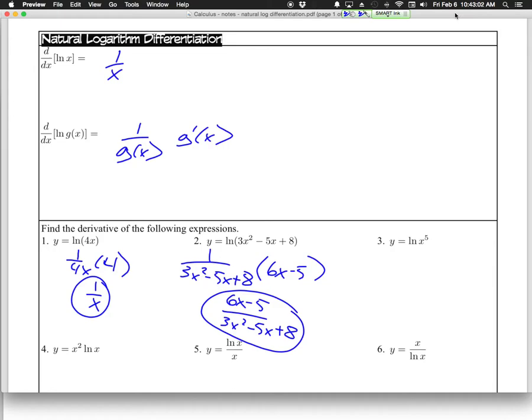So if I go to number 3, what's the derivative of the inside? 5x to the 4th. What's the inside? x to the 5th. What do we end up with? 5 over x. Remind me to come back to number 3 after we get to the back page.